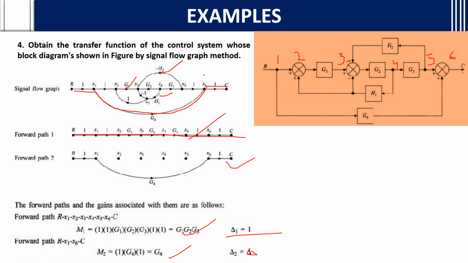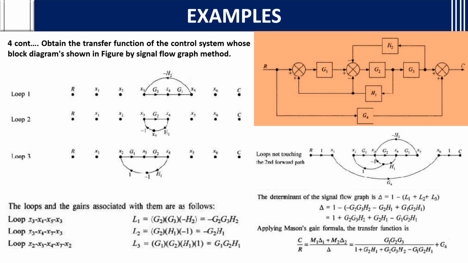Delta itself. Delta, what we find, is 1 minus the sum of loops, then plus non-touching loops, like that we will find. As there are no paths touching this, they are all non-touching loops, then delta 2 will become delta. Keep this in mind. Then there are 3 loops. This is one loop, this is one more loop, and this is one more loop. You will multiply those gains anyway: minus G2 G3 H2, minus G2 H1, minus G1 G2 H1. With minus signs you need to take them.